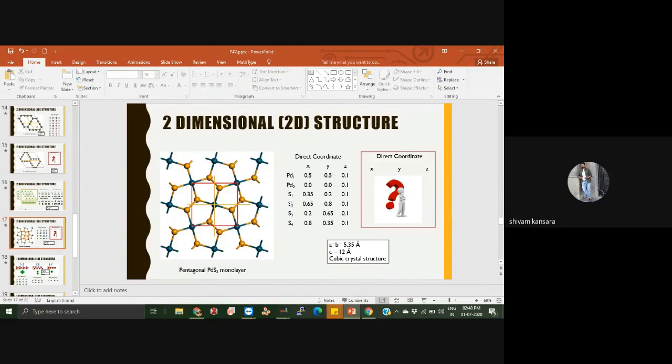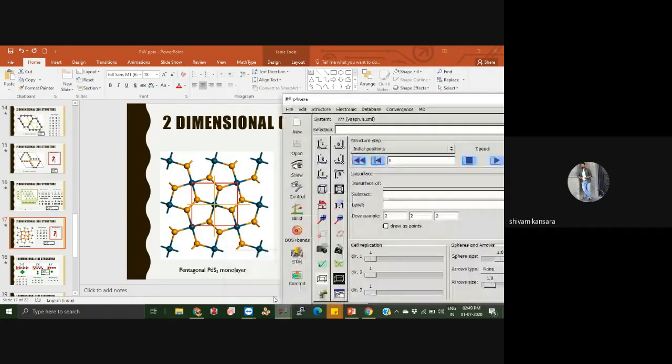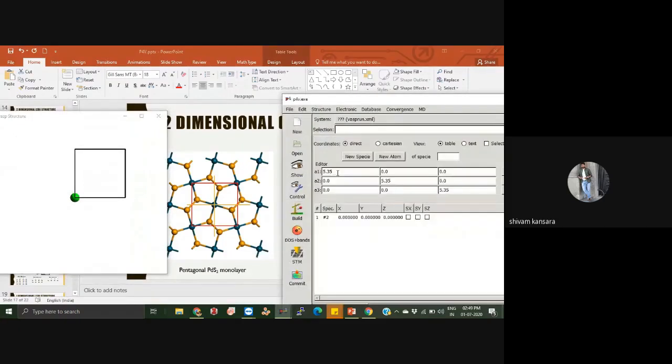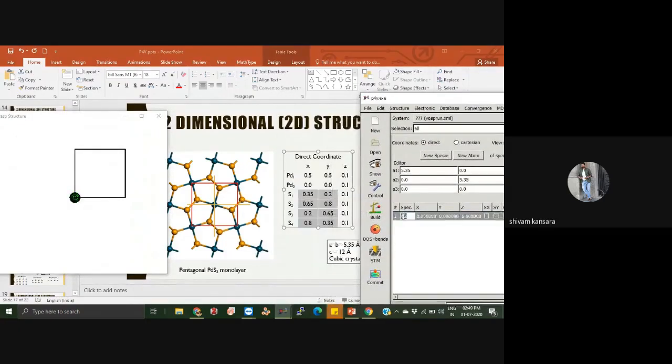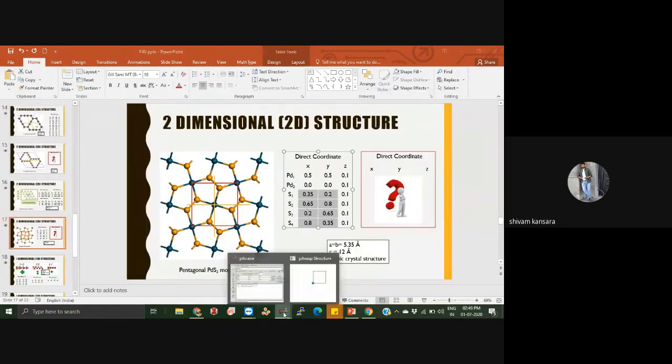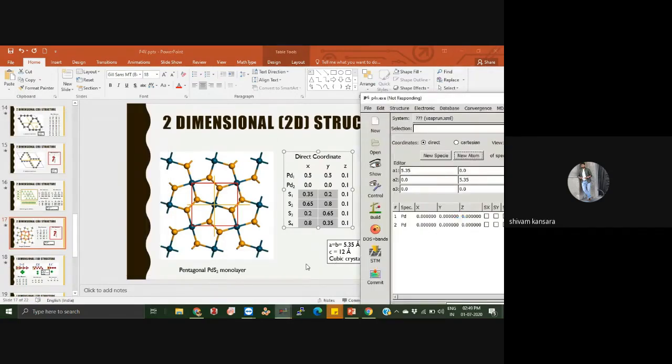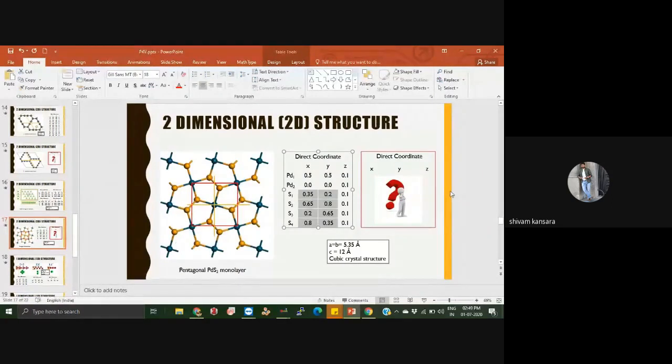Now for S2, X is 0.65, and Y is 0.8. So like S1, S2, S3, S4, we have placed all the atomic positions, and just see. Okay, fine. First make the Pd atom, body center cubic 0, 0, 0, and new atom, and again. Okay, this is about the two-dimensional system.